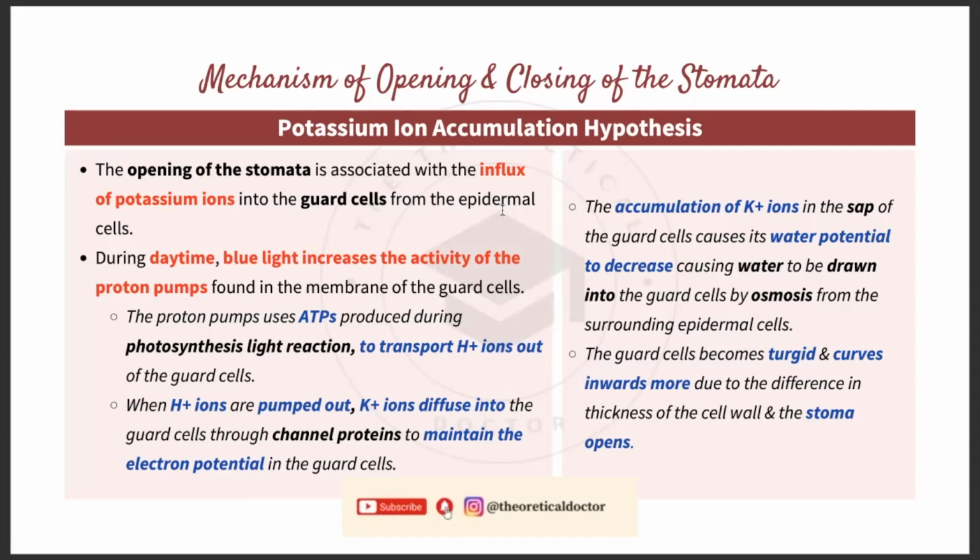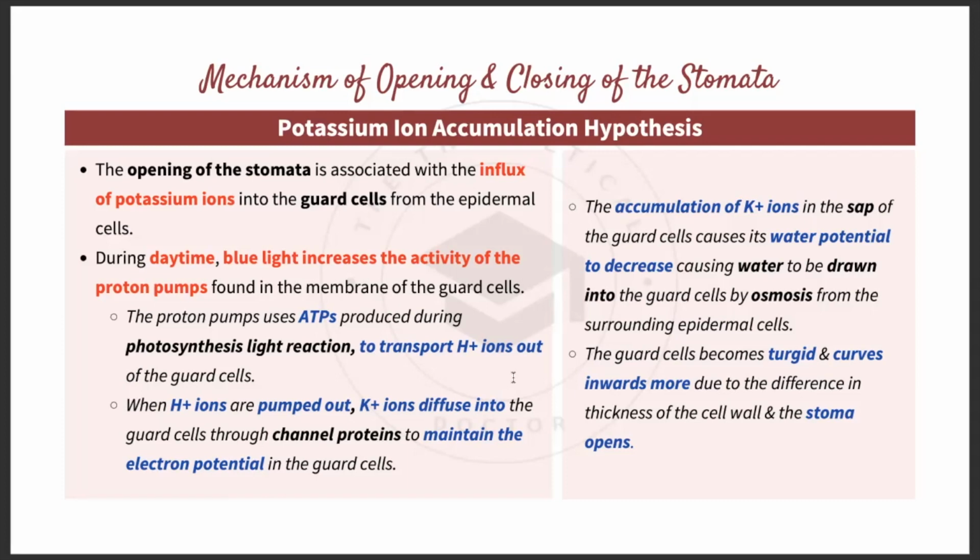So when hydrogen ions are pumped out actively, because you use ATP, the potassium ions will move in. They will move into the guard cells through channel proteins to maintain the electrical potential in the guard cells. So what comes out, something similar has to come in.